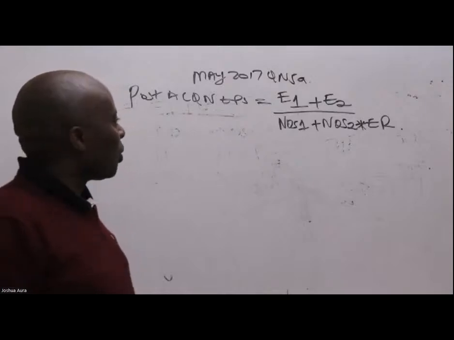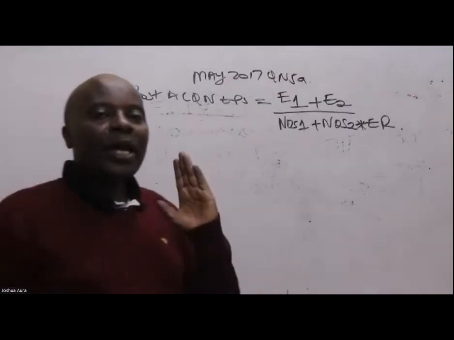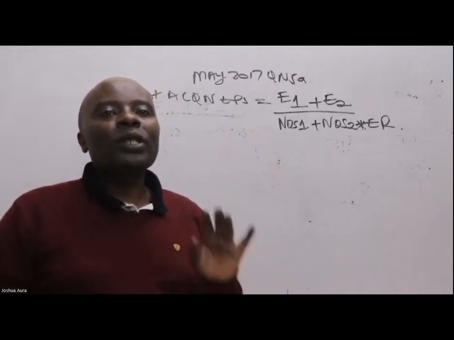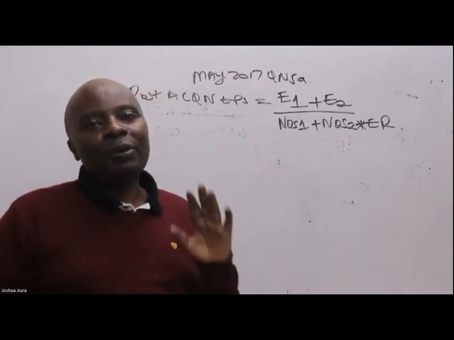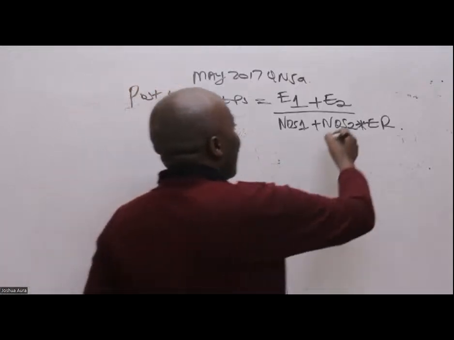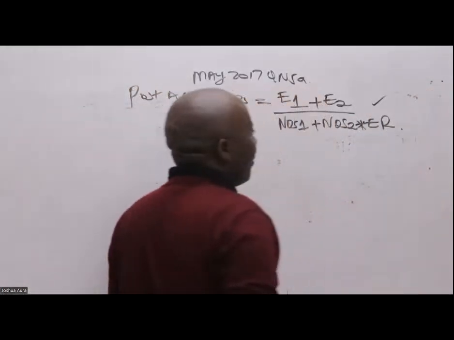So once I write like this, your examiner is merciful. I'm telling you, if KASNEB wasn't merciful, people would not be passing at all. Your examiner is very merciful. Once you write like this, at least you have 1 mark.